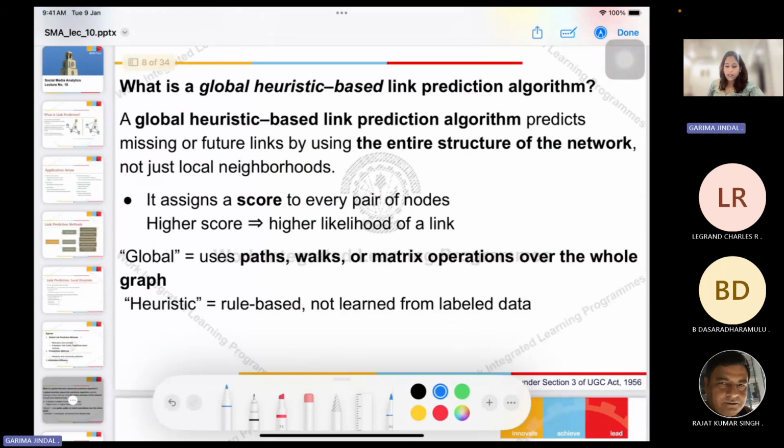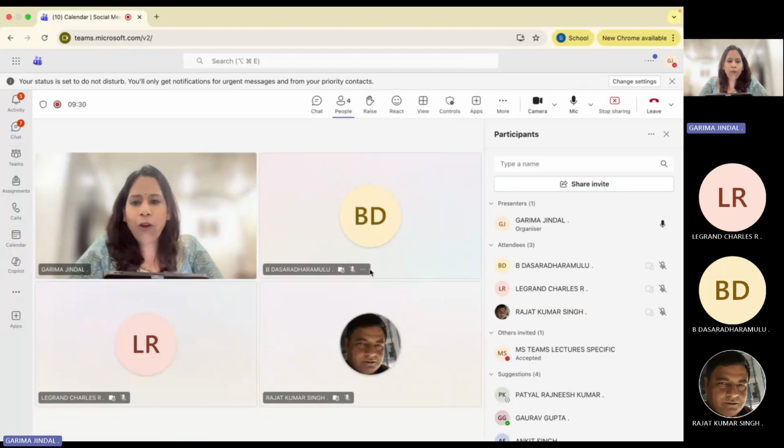So what is global heuristic based link prediction? We have already seen the local heuristic based methods in our last class. So now the question is, what is a global heuristic based method, and why do we need a global heuristic method at first? Can anybody think of a disadvantage of the local method? What could be the disadvantage of the local heuristic method?